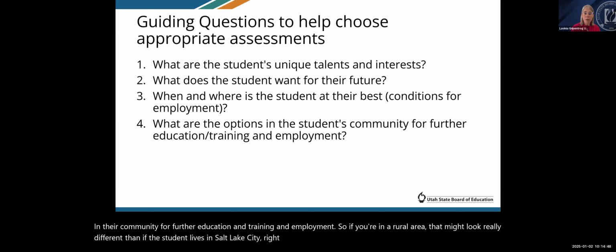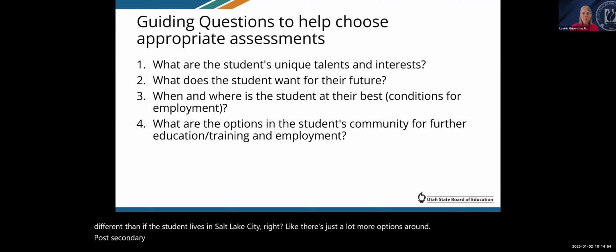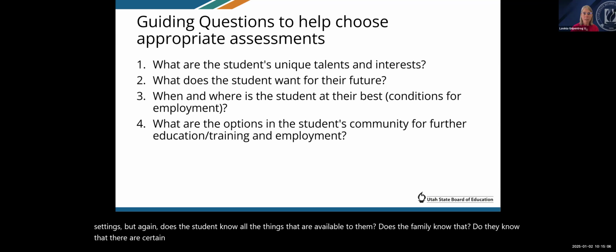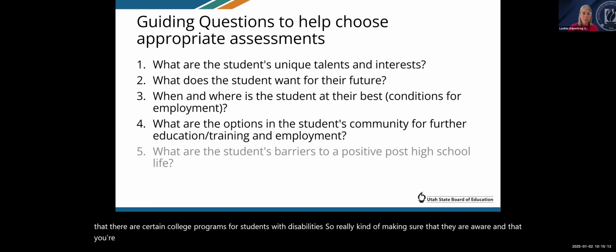Like there's just a lot more options around post-secondary education and employment in the cities. Not to say that there aren't other unique options, I think, in rural settings. But again, does the student know all the things that are available to them? Does the family know that? Do they know that there are certain college programs for students with disabilities? So really, making sure that they are aware and that you're aware of what those opportunities are.